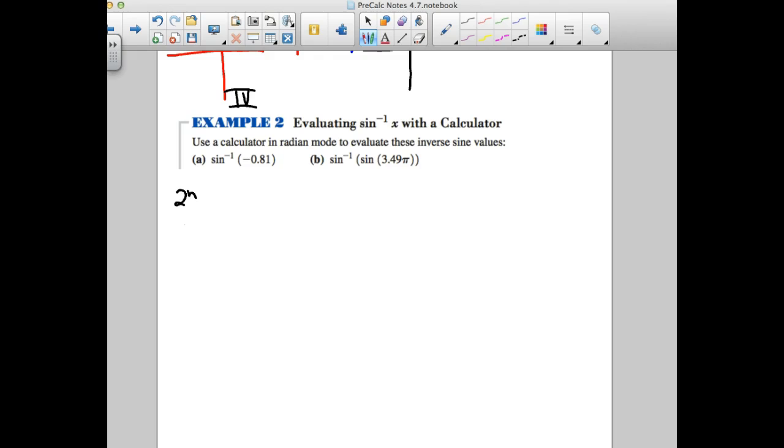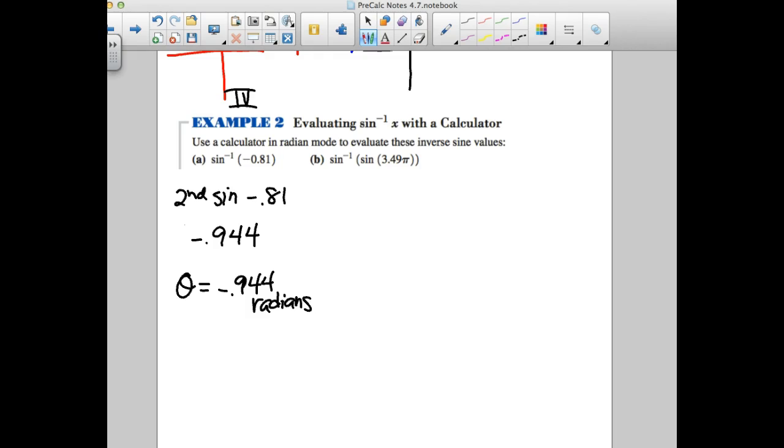You're going to do second sine of negative 0.81, and you should get negative 0.944. So pause the video, try that on your calculator, make sure you're getting the right thing. So that is telling me that the angle that I'm looking for is negative 0.944 radians, since I have it in radian mode.